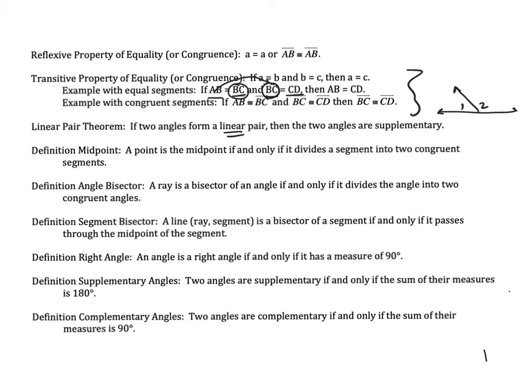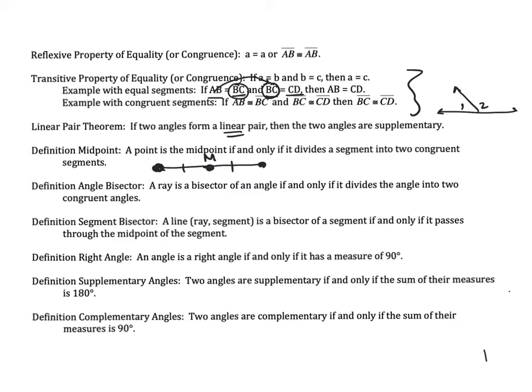Definition of midpoint. Another really common reason. A point is the midpoint if and only if. Hey, notice that biconditional thing going on. This is a definition. A point is the midpoint, so there's my midpoint, if and only if it divides the line into two congruent segments. Now notice that's a biconditional.